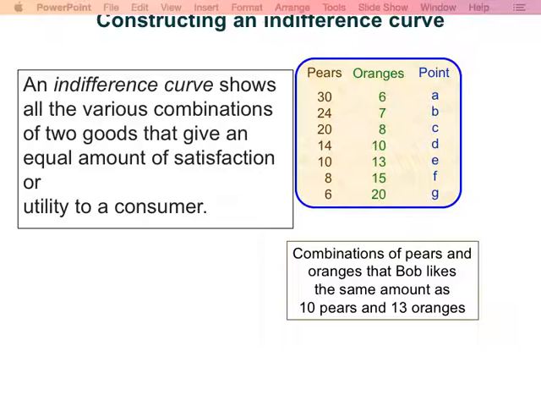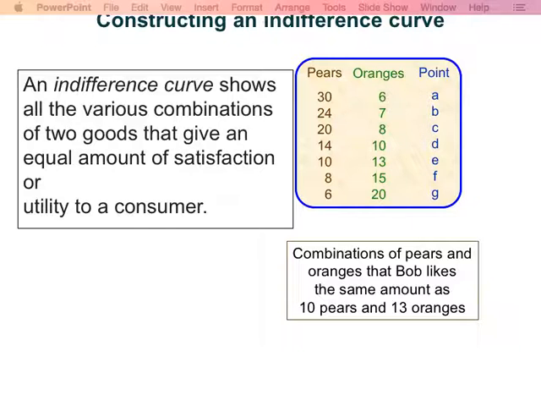That's our starting point. So let's assume that these combinations of goods, A, B, C, D, E, F, G, are labeled as points or baskets. You can think of them as baskets. So basket A contains 30 pears and 6 oranges. Basket B contains 24 pears and 7 oranges. And I am indifferent between the 2 points. Basically, I am happy to consume either of them, and either of them gives me the same level of satisfaction.